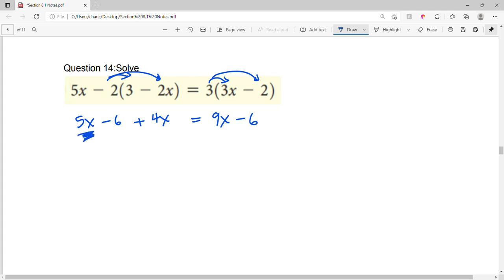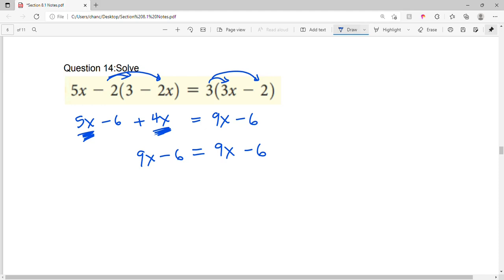So I have a 5x here and a 4x. Let's add those together. That's 9x. Drop down that negative 6, and we'll copy everything we see on the right. So we're going to get something that might seem similar to the previous problem, but it's not.